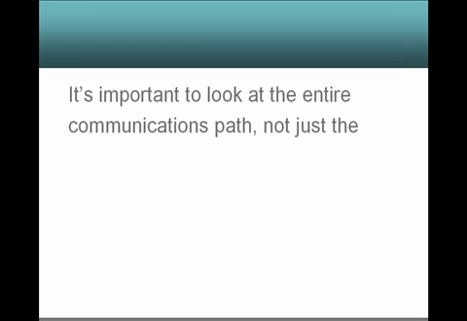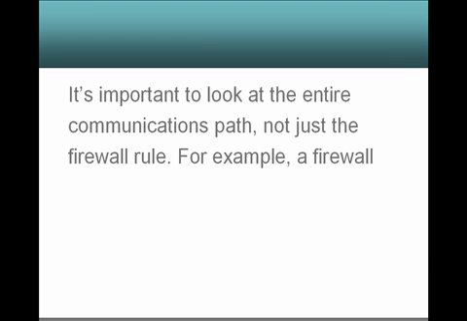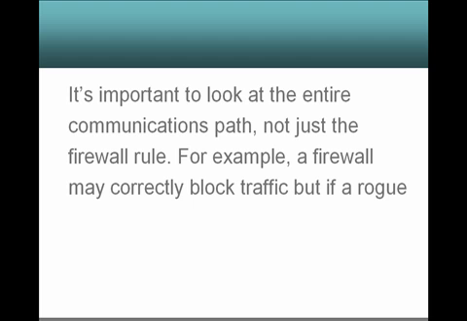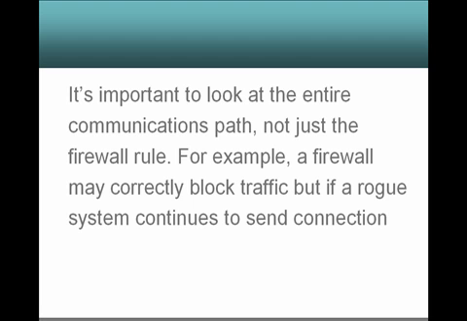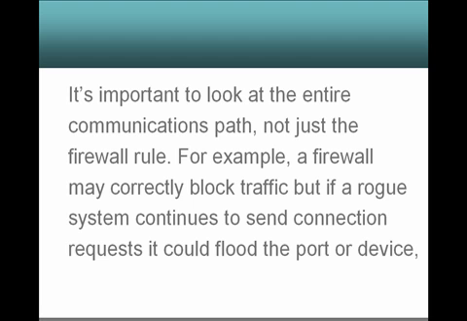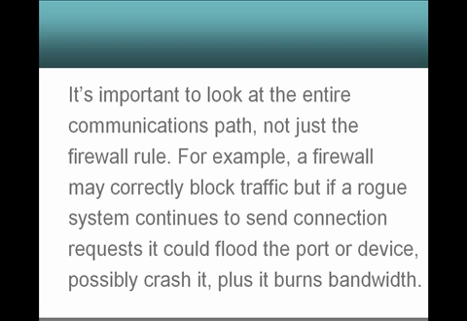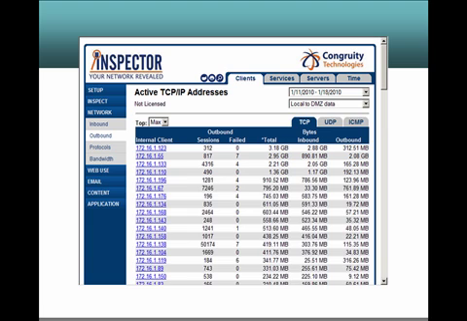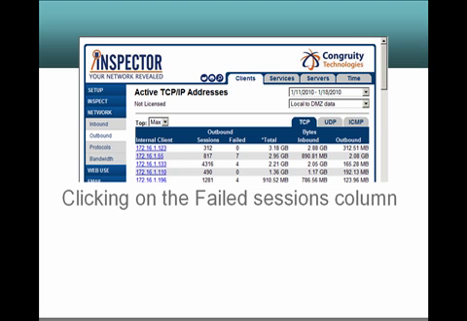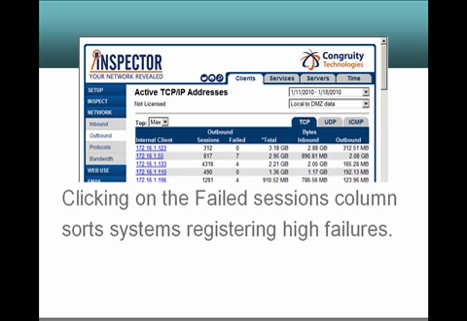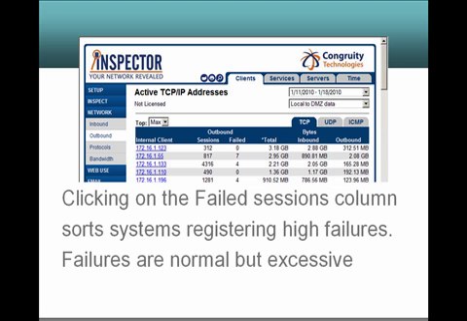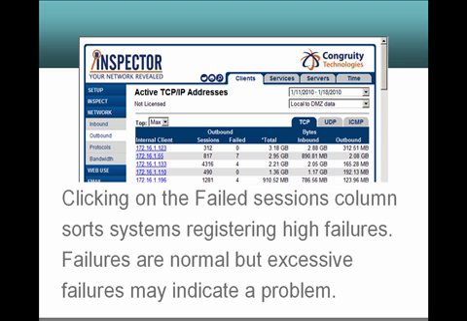It's important to look at the entire communications path, not just the firewall rule. For example, a firewall may correctly block traffic, but if a rogue system continues to send connection requests, it could flood the port or device, possibly crash it, plus it burns bandwidth. Clicking on the Failed Sessions column sorts systems registering high failures. Failures are normal, but excessive failures may indicate a problem.